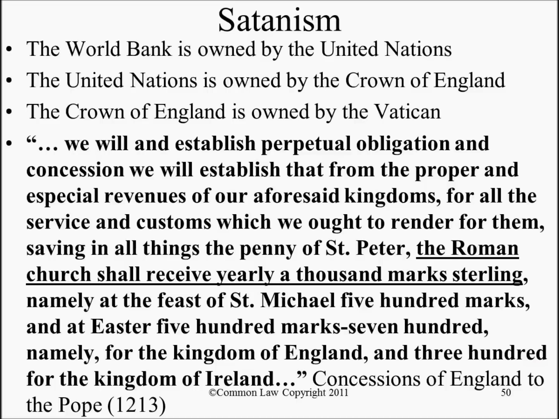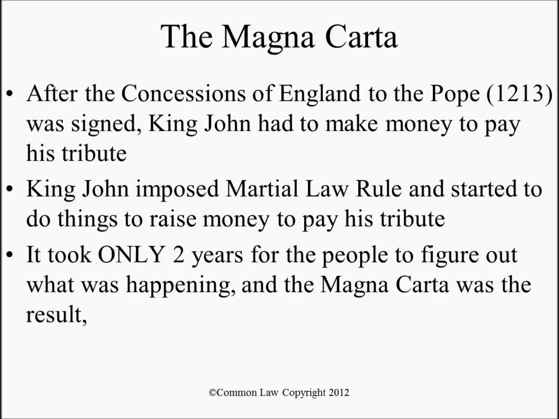Okay, so what happened is after the concessions of England to the Pope in 1213 was signed, King John had to make money to pay his tribute. Okay, and King John imposed martial law rule and started to do things to raise money to pay his tribute. It took only 2 years for the people to figure out what was happening, and the Magna Carta was the result.